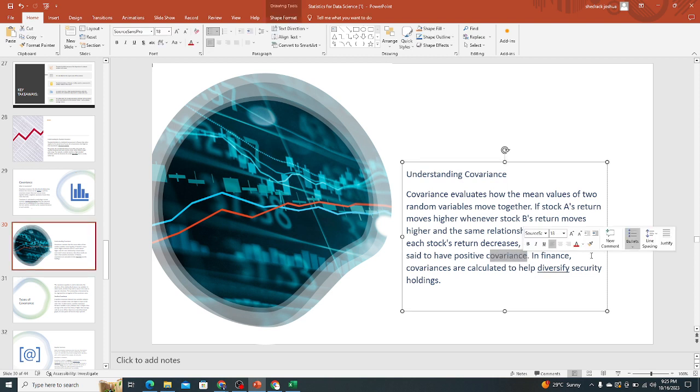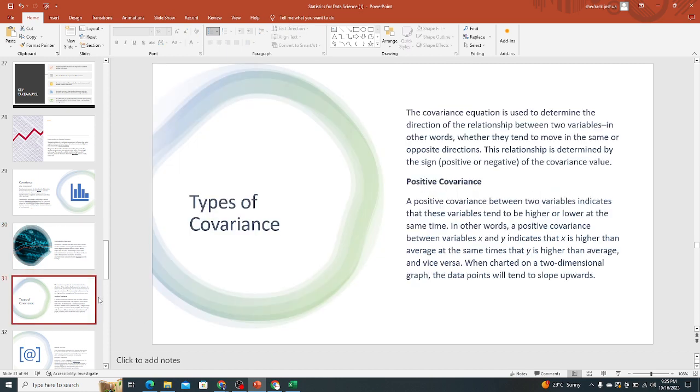In finance, covariances are calculated to help diversify our investments. The covariance equation is used to determine the direction of the relationship between the two variables.